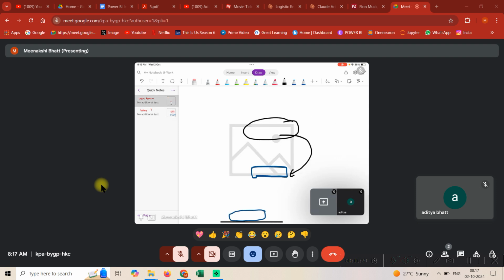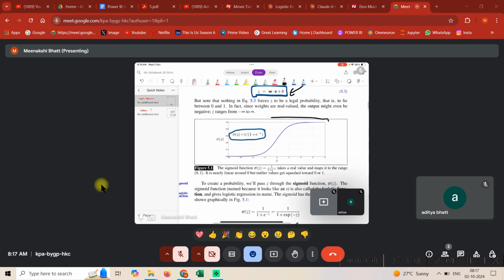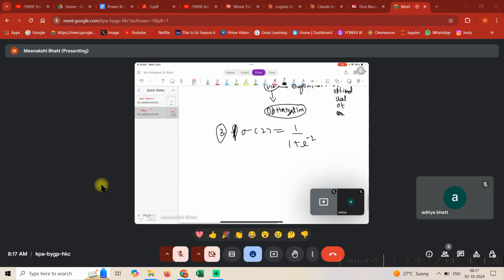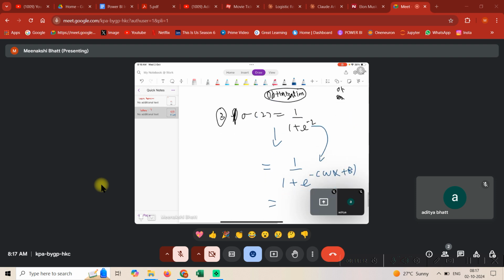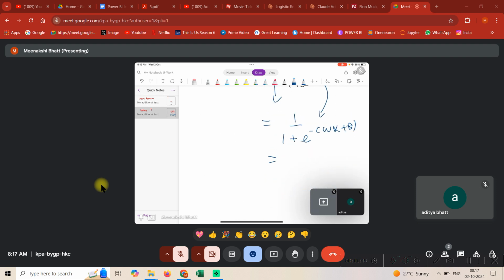If you see its chart as well, they have given the chart there, so you can have a look at it. It always takes a value from 0 to 1. Probability also always takes a value from 0 to 1. So 1 plus e to the power minus (wx plus b). Why? Because z is essentially that. So you can understand this is the main thing, what happens at the core of it.